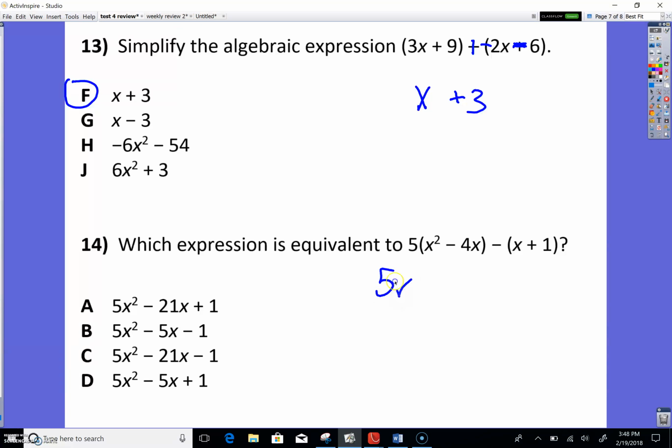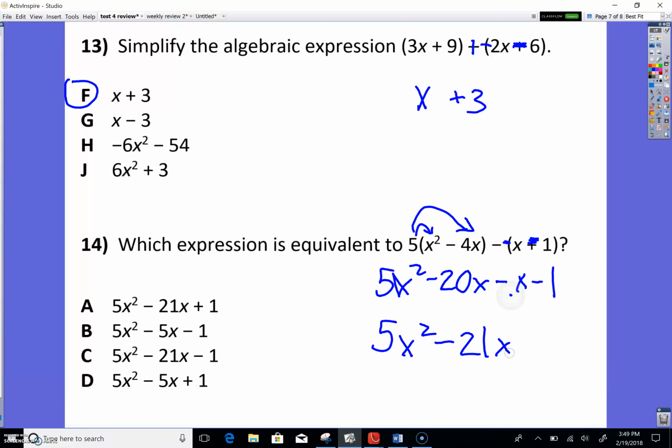Okay, 5x squared minus 20x. Change the sign. So I have minus x minus 1. Okay. So that's 5x squared minus 21x. These two are the same. Minus 1.